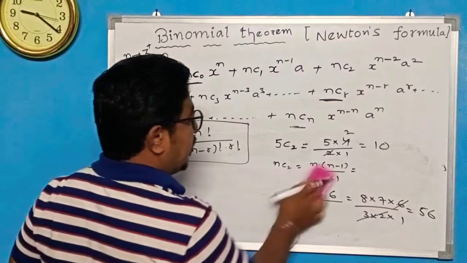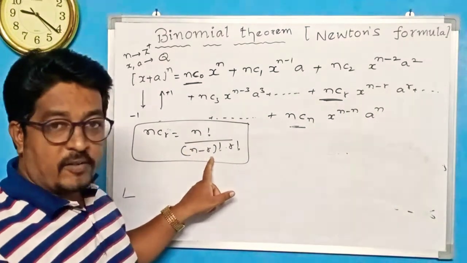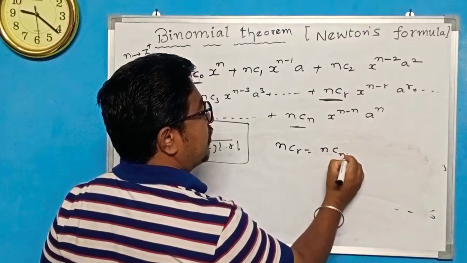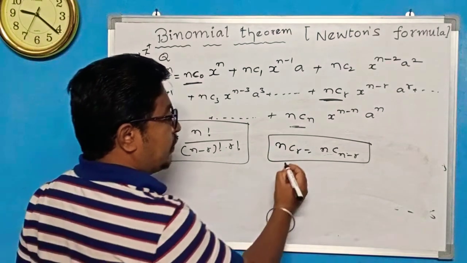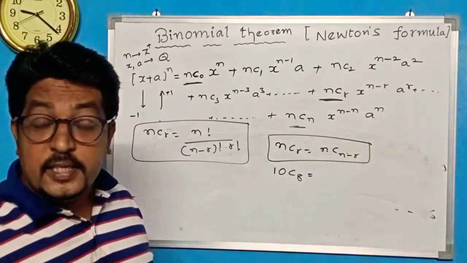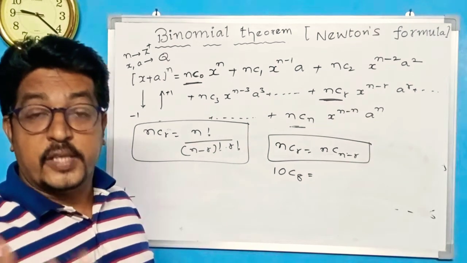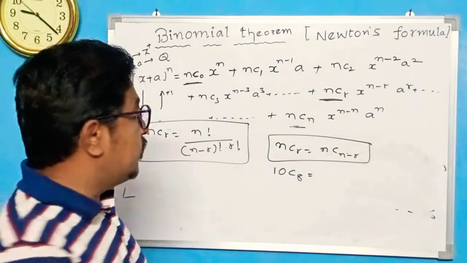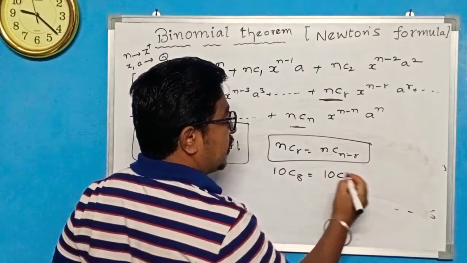We have another formula: nCr is equal to n factorial by (n minus r) factorial into r factorial. Also we have nCr is equal to nC(n minus r). This is a shortcut formula. For example, how can we find 10C8? 10C8 means going 8 steps back: 10 into 9 into 8 into 7 into 6 into 5 into 4 into 3. Before going into this, we can directly write 10C(10 minus 8). 10 minus 8 is 2, so 10C2.